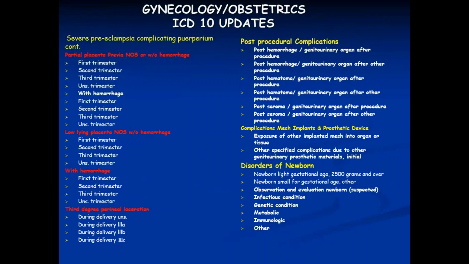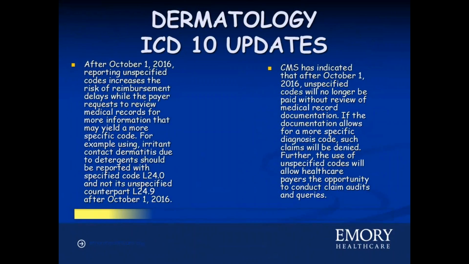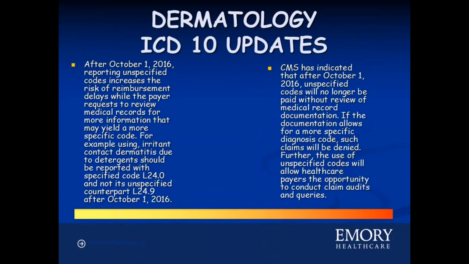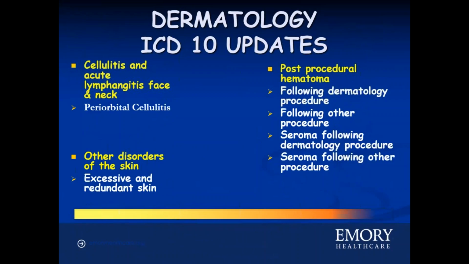We also included disorders of the newborn. Okay, and the very last one that I'm going to talk about is dermatology. And believe me, dermatology had only a few. Cellulitis and acute lymphangitis of the face and neck, periorbital cellulitis was added. Other disorders of the skin, excessive and redundant skin. And then we got into the same thing again about the post-procedural hematoma, hemorrhage, and seroma.